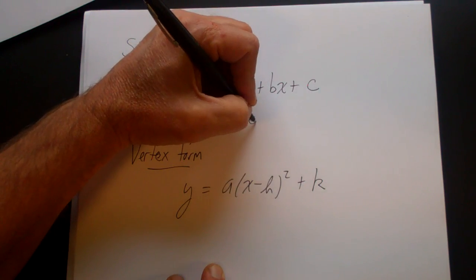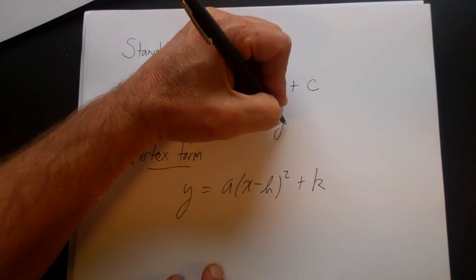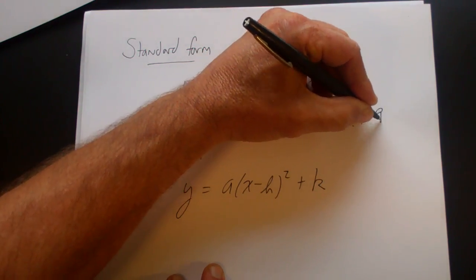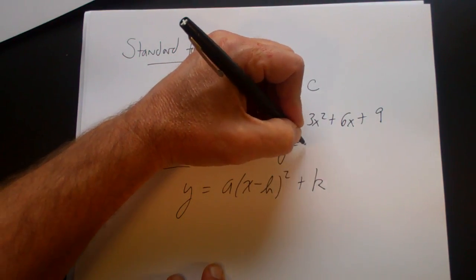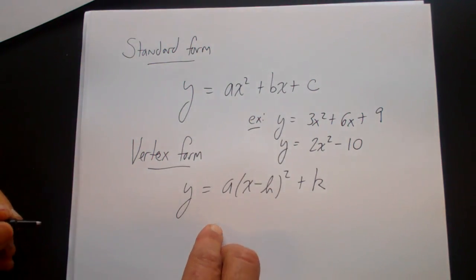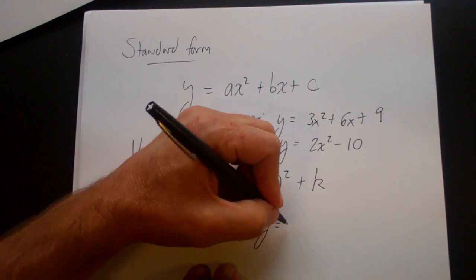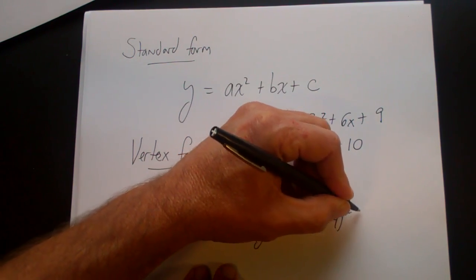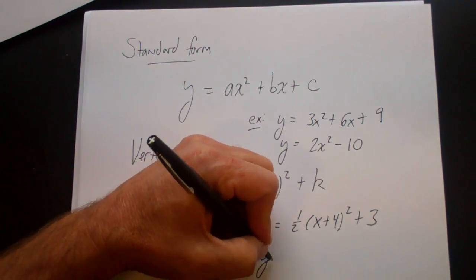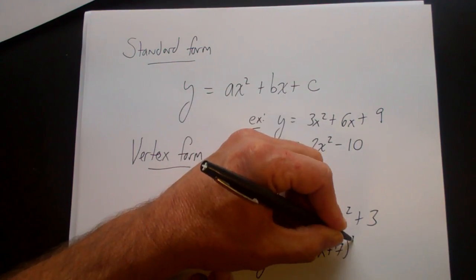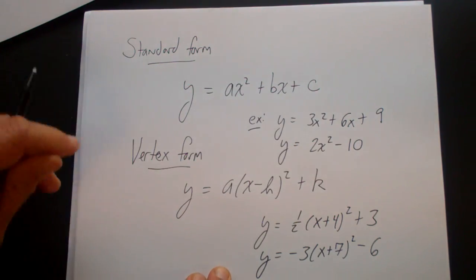An example of this might be y is equal to 3x squared plus 6x plus 9, or y is equal to 2x squared minus 10. An example of vertex form might be y is equal to 1/2 times (x plus 4) squared plus 3, or y is equal to minus 3 times (x plus 7) squared minus 6.